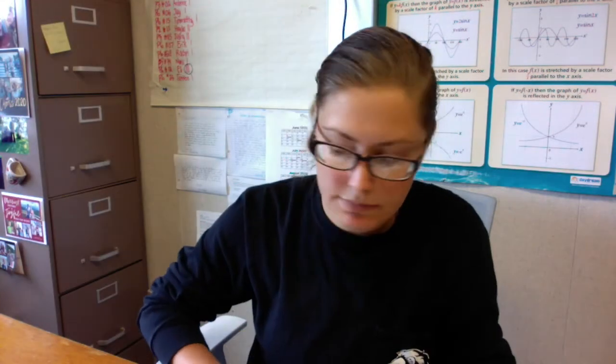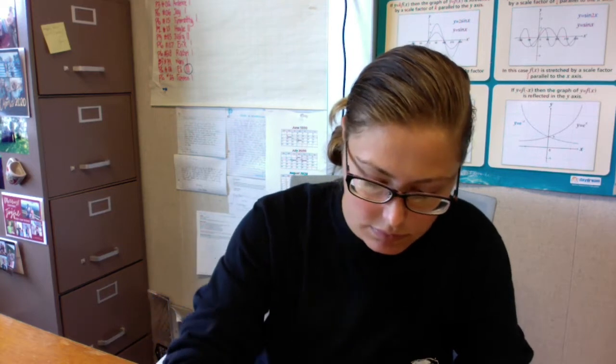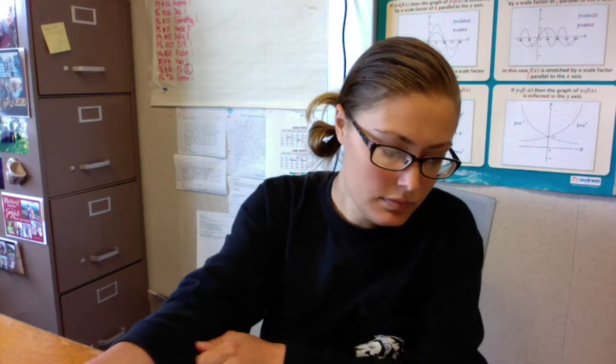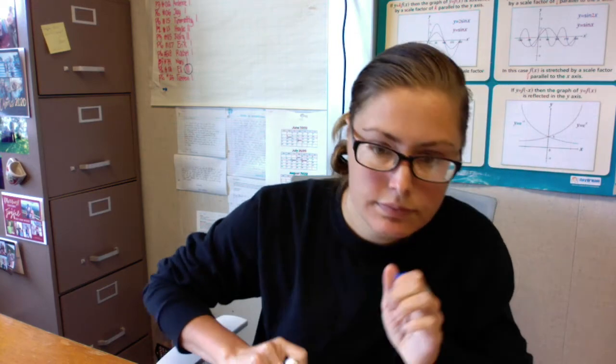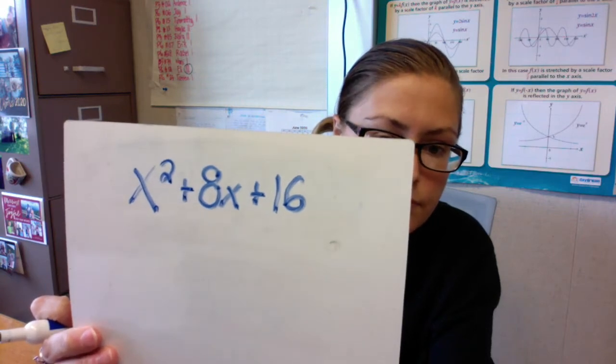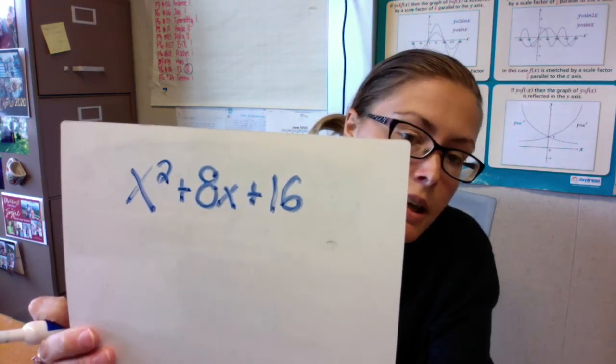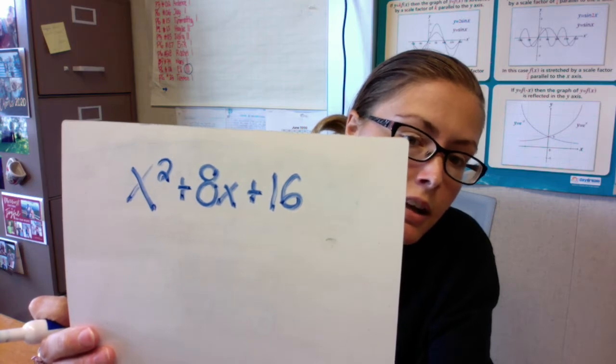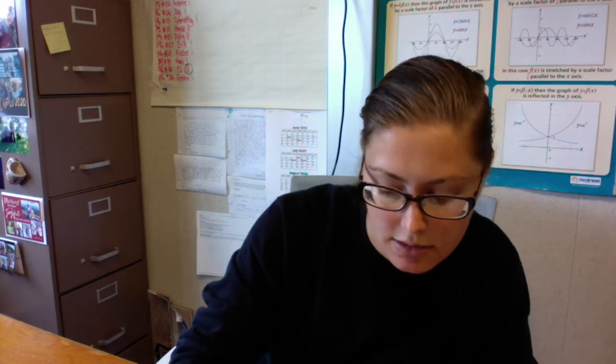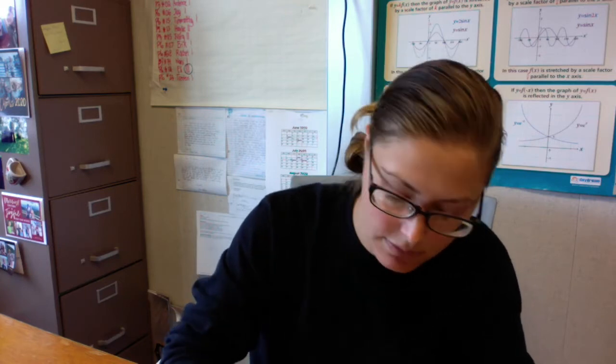Okay, third problem. We get to factor x squared plus 8x plus 16. So we want two numbers that multiply to get 16 and add to get 8. So that's going to be x plus 4 and x plus 4.